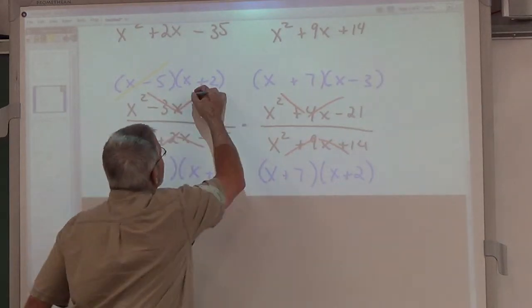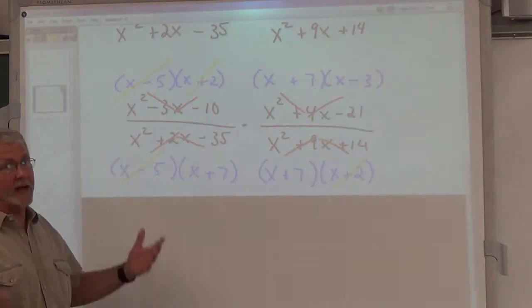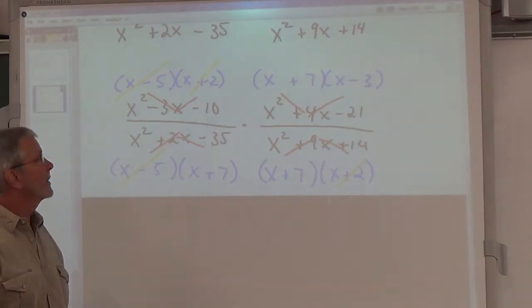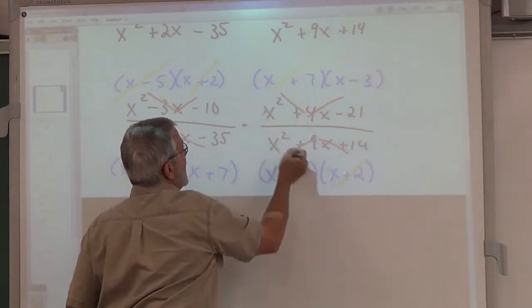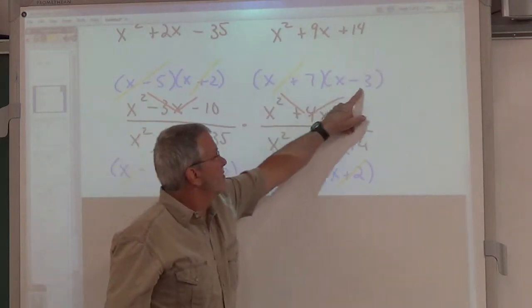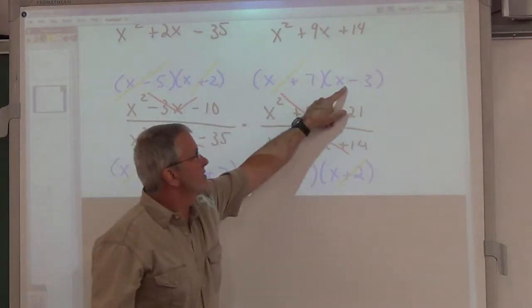So I can cancel those two. They're both the same thing, and that's why I can cancel them. How about an x plus 7? Right there, I can cancel the one right below it. Do I have an x minus 3? No, I don't. All I have left is an x plus 7. All I have left here is an x minus 3.